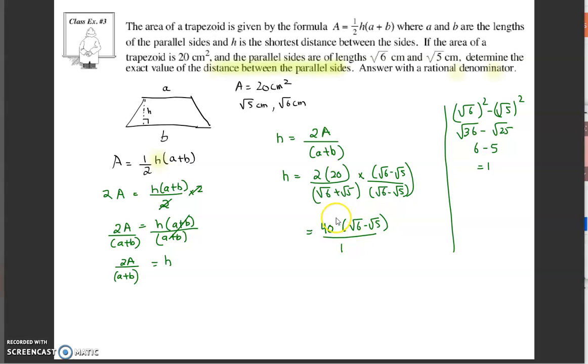And at this point, for the numerator, we just need to distribute that in. So that's 40 root 6 minus 40 root 5. Over 1 really doesn't make a difference. You could have left it like this, or you could have distributed and written it like this. Either way is perfectly okay, because there's nothing really we can do beyond that point. So whether you distribute it in or not doesn't make a difference.